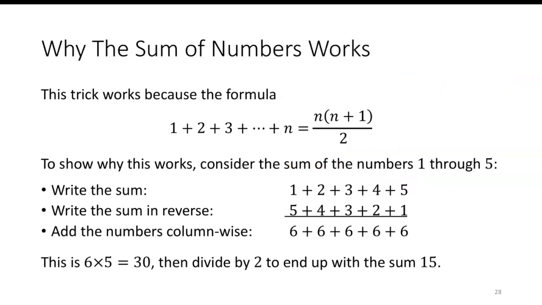In terms of why this works, this trick basically uses the formula n times n plus 1 over 2. And what you do is you write the sum. So for instance, if you want to find the sum of the numbers 1 through 5, go 1 plus 2 plus 3 plus 4 plus 5. Write it in reverse, so 5 plus 4 plus 3 plus 2 plus 1. And then if you add them column-wise, you end up with 6 plus 6 plus 6 plus 6 plus 6. This is the same thing as 6 times 5. So there's that 5 times 1 more than itself. And then I divide by 2 because I did these sums twice. And I end up with 15.